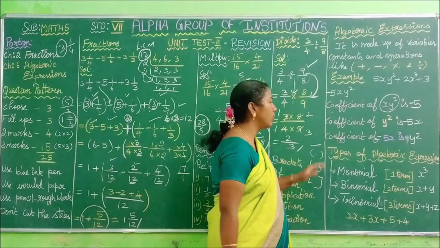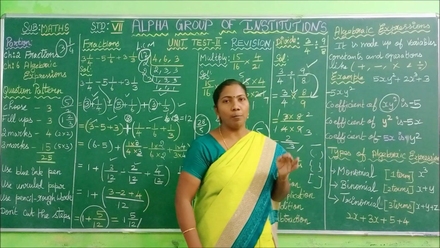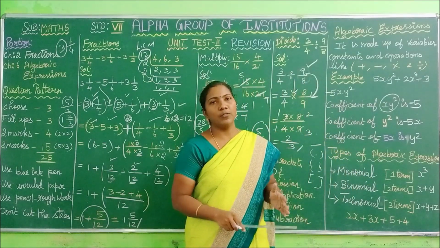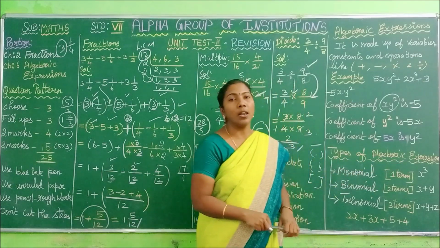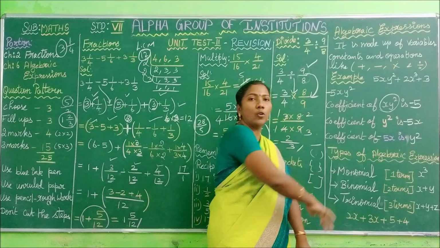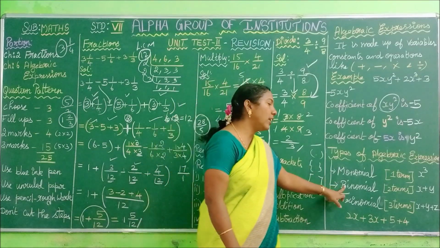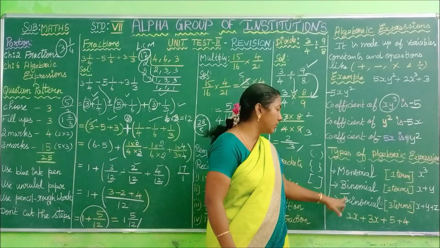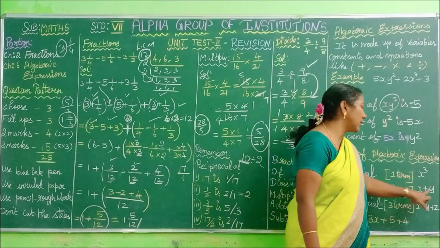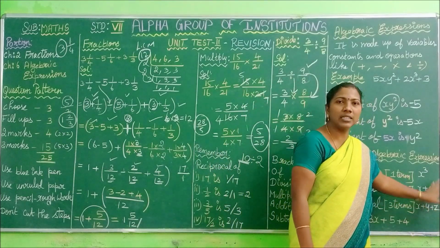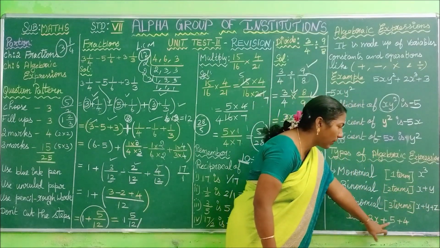Next we are going to see types of algebraic expression based on the number of terms. Based on the number of terms, we classify the algebraic expression into monomial, binomial and trinomial. Monomial means it has only one term. Binomial means it has only two terms. Trinomial means it contains only three terms. See here, x cube, x plus y plus z. These are the examples. See here, children, 2x plus 3x plus 5 plus 4.